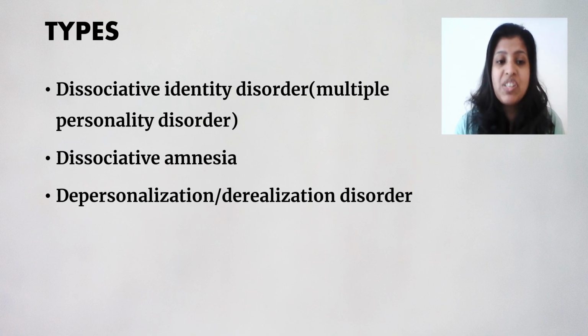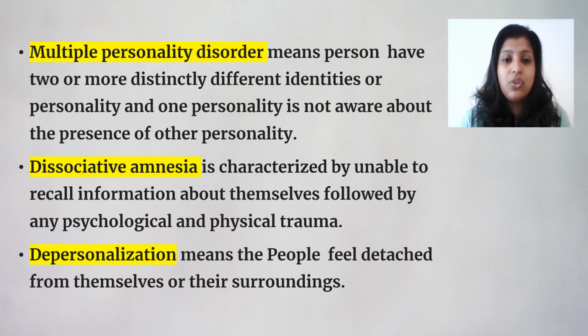First we will see what is dissociative identity disorder, otherwise known as multiple personality disorder. Multiple personality disorder means the person has two or more distinctly different identities or personalities, and one personality is not aware of the presence of the other. So you will show different types of personalities at different times. What is personality? The sum total of your behavior, right? You will show different personalities at different times, and one personality won't be aware of the presence of the other. That interesting thing is multiple personality disorder.